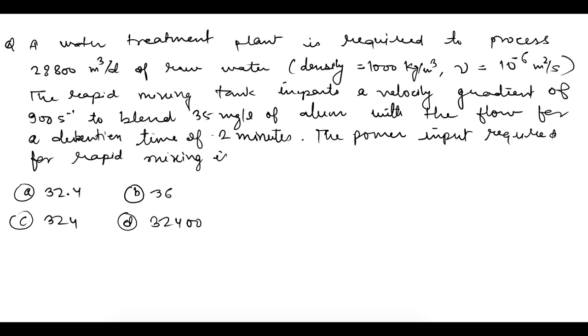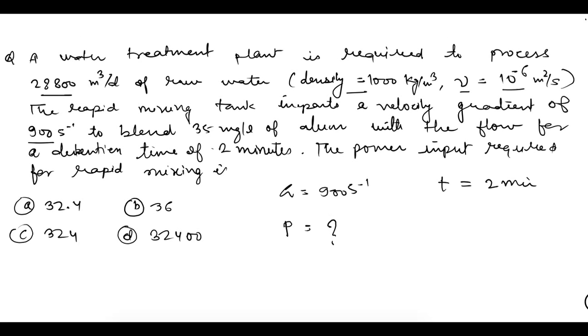A water treatment plant is required to process 28,800 meter cube per day of raw water. Density is 1000 kilogram per meter cube and kinematic viscosity is 10 to the power minus 6 meter square per second. The rapid mixing tank imparts a velocity gradient of 900 second inverse, G is equal to 900 second inverse, and to blend 35 milligram per liter of alum with the flow for a duration time of 2 minutes. That is, detention time is given as 2 minutes. The power input required for the mixing is, so it is asking for this power input.